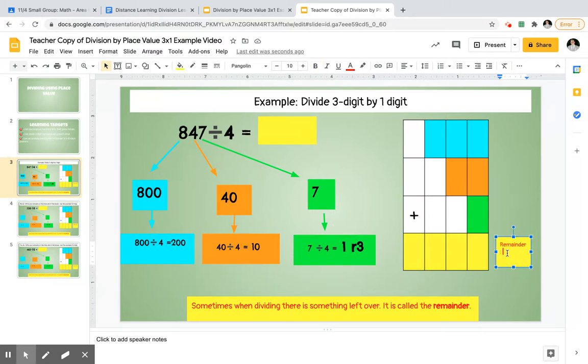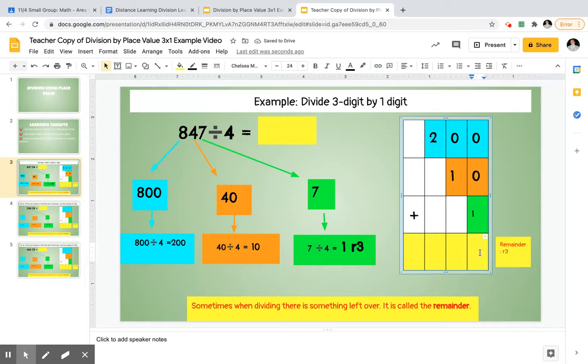I can go ahead and write my remainder over here, remainder of 3. And I can add up my partial products here. So I had 200 plus 10 plus 1, and we have our remainder over here.